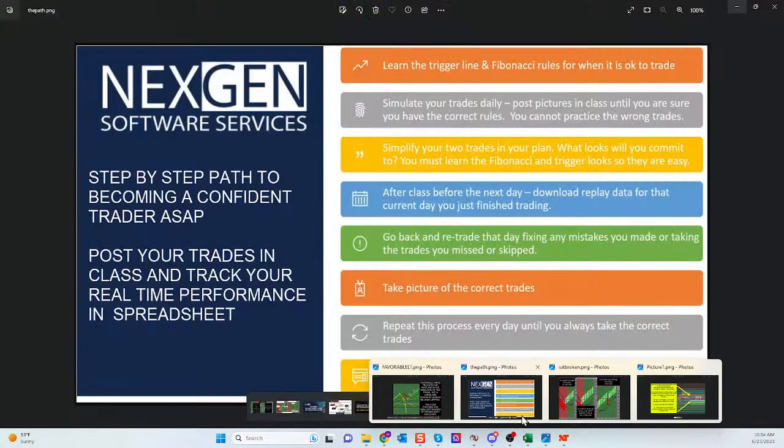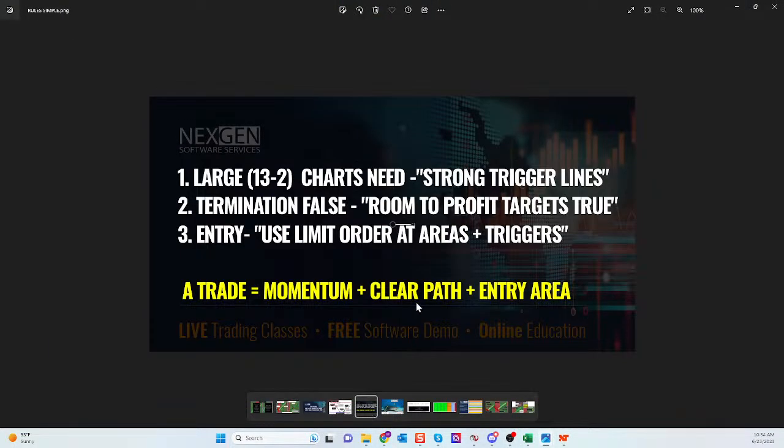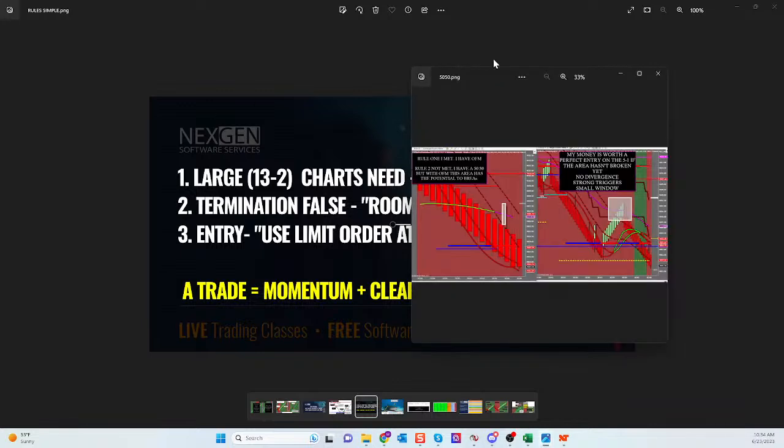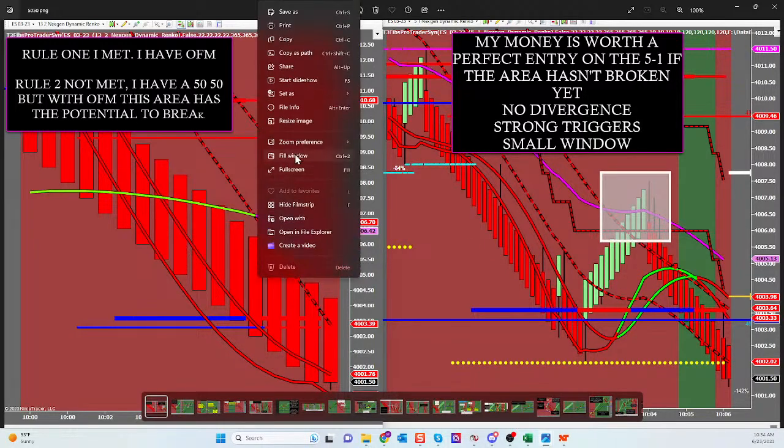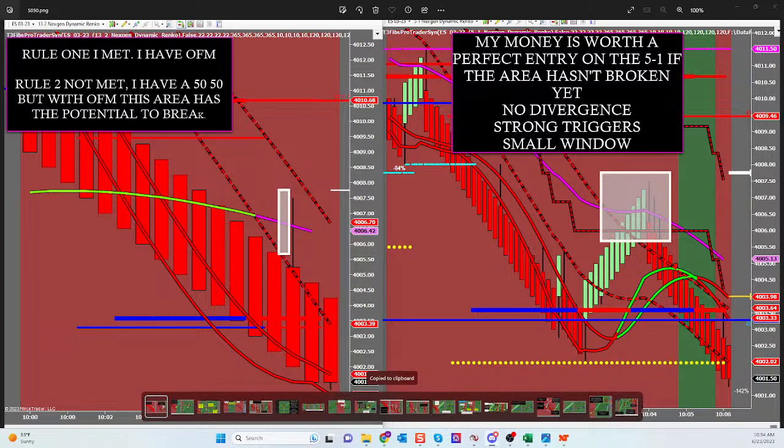Guys, one of the things that I say a lot in this classroom is that if you're going to forfeit one advantage, don't forfeit the other two, right? If you're going to give up the advantage of a clear path because it's a 50-50, it's okay to tell yourself, man, my money is worth the perfect entry. No loss of momentum, strong triggers, tiny window of opportunity. When I talk about 50-50 trades, guys, when I talk about that medium probability trade, the idea is that you've identified the one small issue. The one small issue is a path that isn't clear. So don't let the issues compound with problems on the smaller, faster chart.